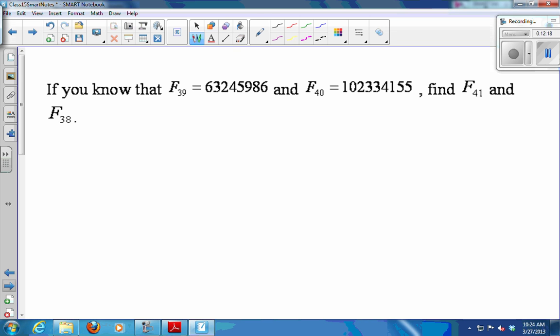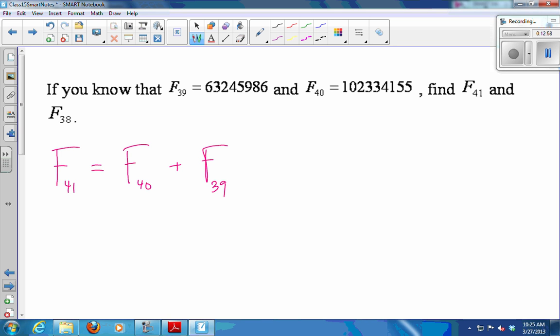Okay, so I'm just going to tell you, the 39th Fibonacci number is 63,245,986, and the 40th Fibonacci number is 102,334,155. How could you figure out what F sub 41 is, the 41st Fibonacci number? Add the 39th and the 40th. Any Fibonacci number is the sum of the two Fibonacci numbers right before it. That's what the formula we wrote down a minute ago said.